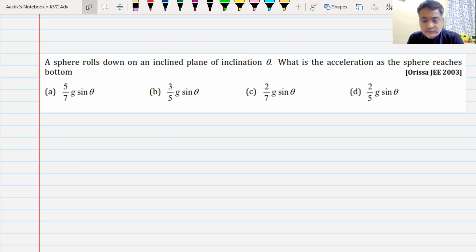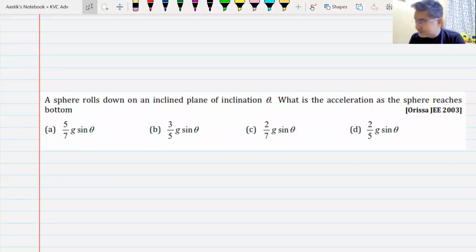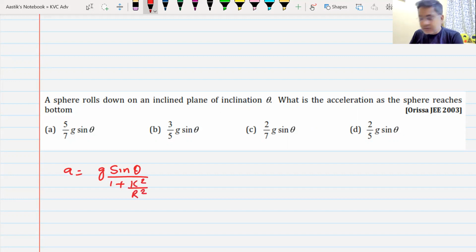Sir, A, sir. A, sir. You just have to apply the formula. Which formula do you need to apply? Acceleration is g sine theta upon 1 plus k square by r square. Yes or no? Yes, sir. And you will get the answer as option A. Well done. You must remember all these things. The more you remember, the better you are.